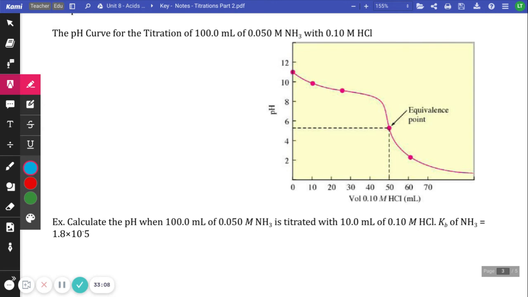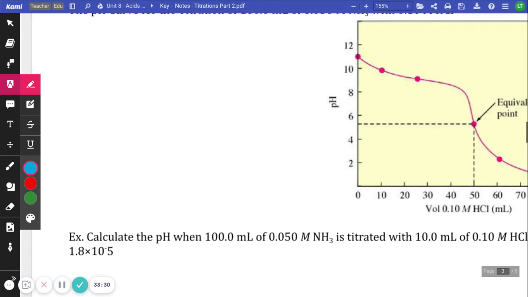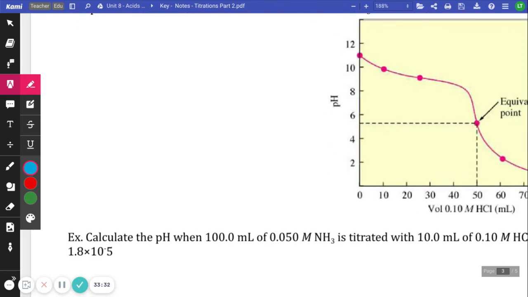All right, so it says, calculate the pH when 100 milliliters of 0.050 molar NH3 is titrated with 10 milliliters of 0.1 molar HCl. And we have the Kb of NH3 is equal to 1.8 times 10 to the negative 5. Okay, so first thing we need is our net ionic reaction.